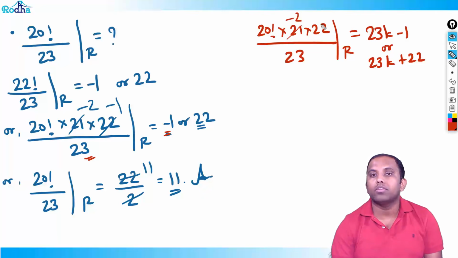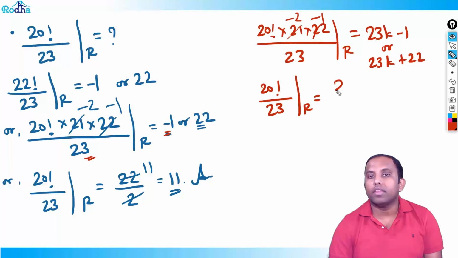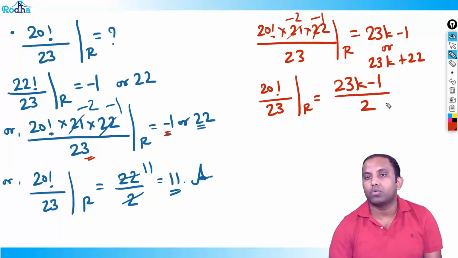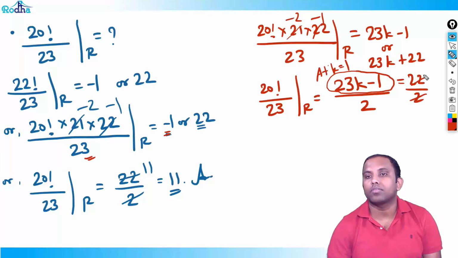Now this is minus 2, this is minus 1. So 20 factorial by 23. What is the remainder? It is 23k plus 22 or 23k minus 1. It's your wish what you want to take here. So it's 23k minus 1 by 2. At what value of k is it divisible? At what value of k is the denominator perfectly divisible by 2? So obviously at k equal to 1, right? That means 22 by 2, that means 11.